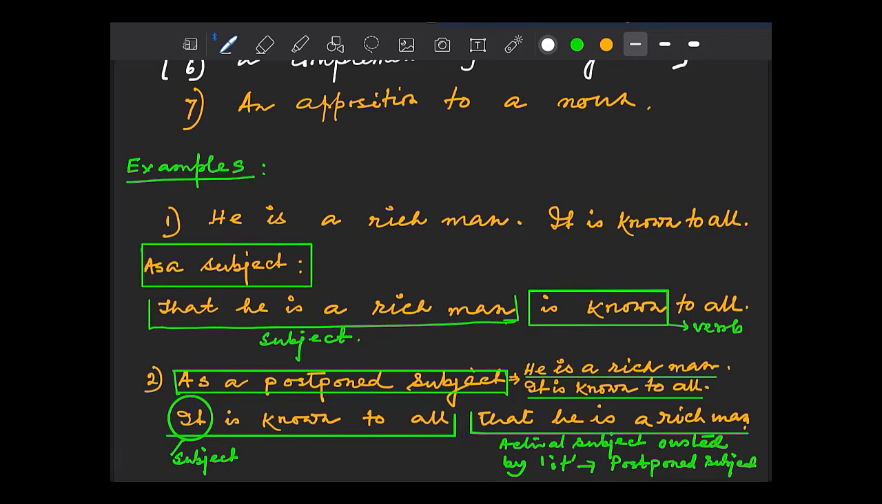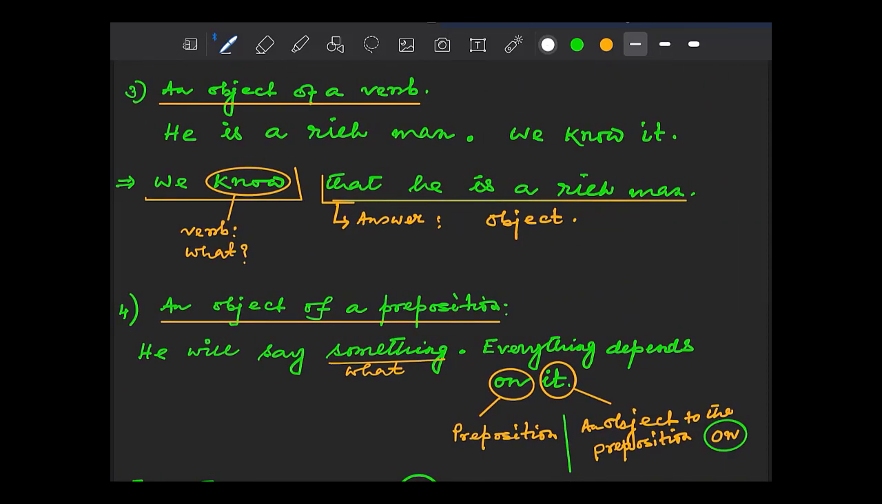Number 2. See, as a postponed subject. See these two sentences. He is a rich man. It is known to all. Okay. So see the combined sentence. It is known to all that he is a rich man. Here it is the subject, but the actual subject is this, that he is a rich man. It is actually ousted, ejected from its place by it. For this it is called a postponed subject. It is removed from its place by this it. Okay, this is the concept of a postponed subject.